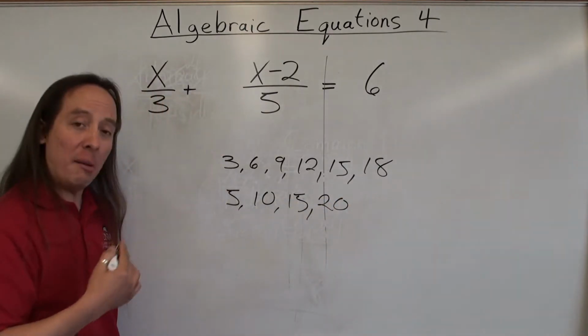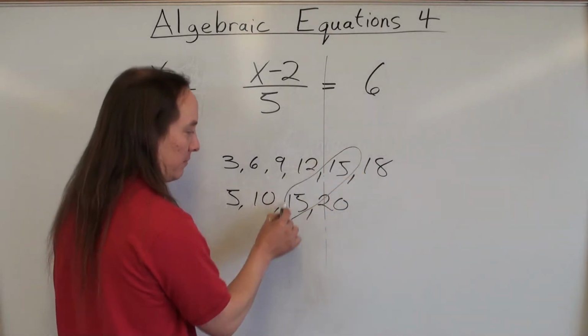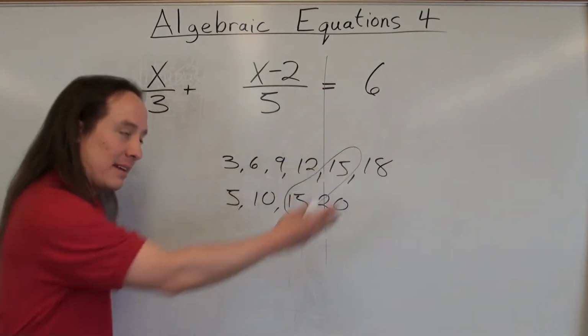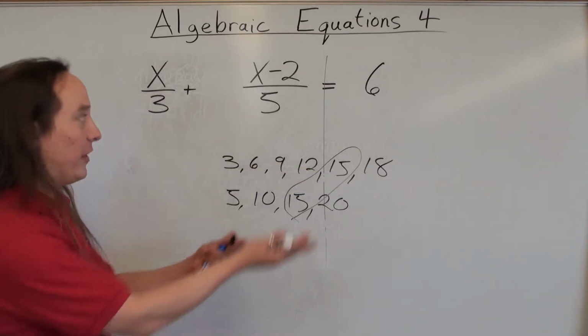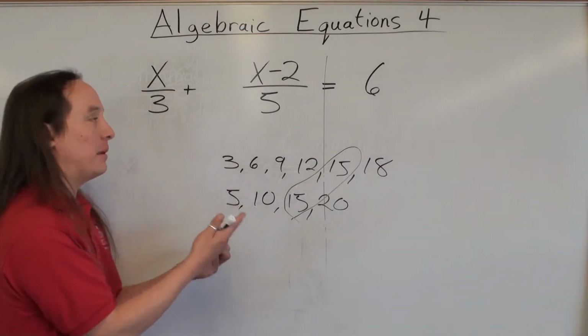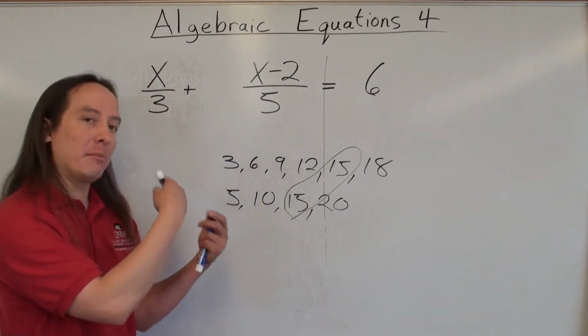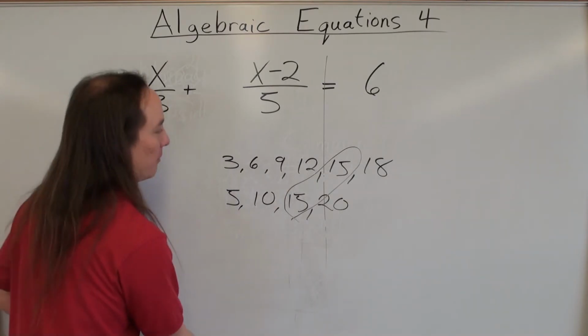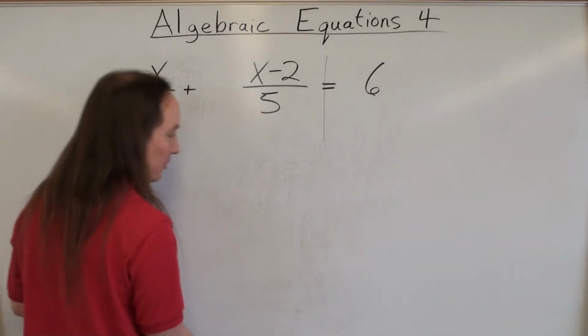So the first one that's common for both is 15. That means that I have to multiply this side by 15 and that side by 15. Remember that this side has 2 terms, so I have to multiply both terms by 15 and then the 6 also by 15. Okay? All right, so lowest common multiple.